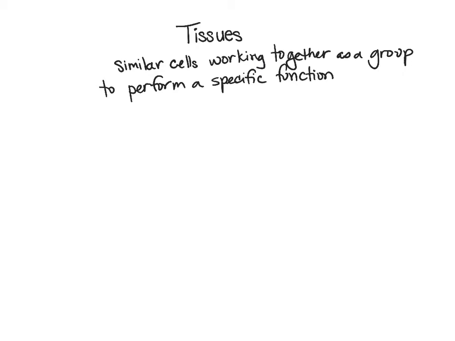And now we're going to talk just a little bit about tissues, because remember then we're taking our individual cells, putting them together as a group to perform a specific function. So there are 4 different types of tissues, or tissue groups, that you need to know. The first one is our epithelial tissue.